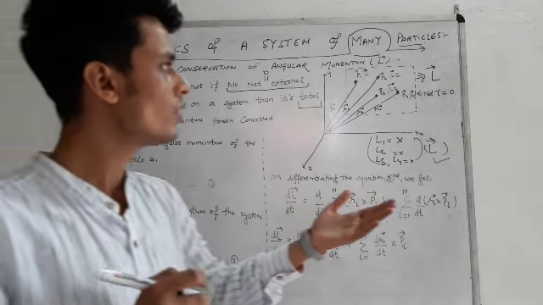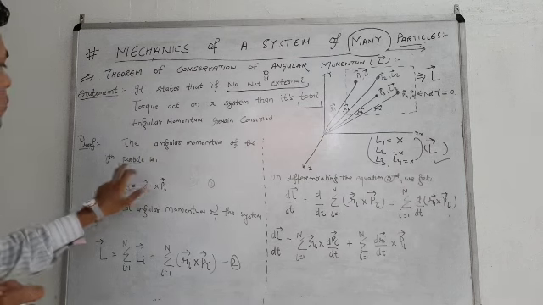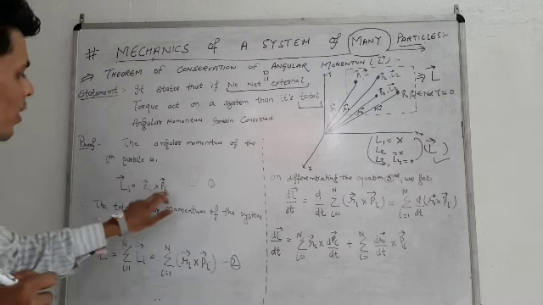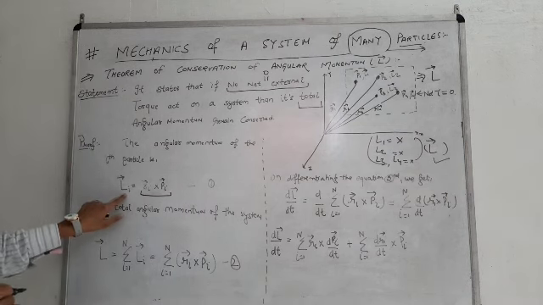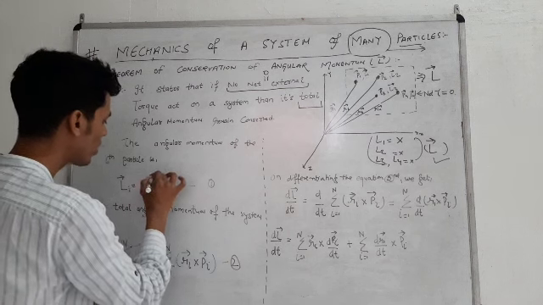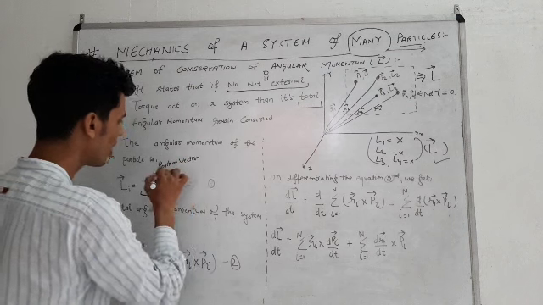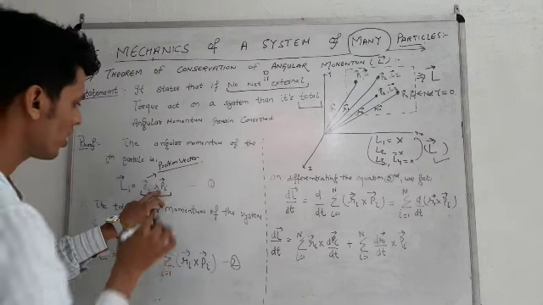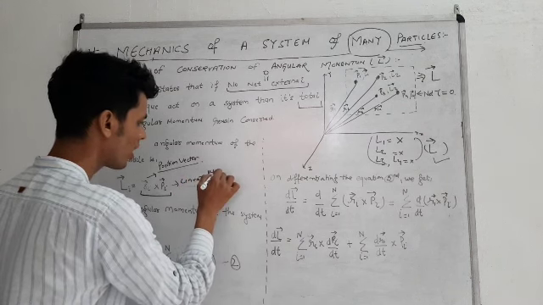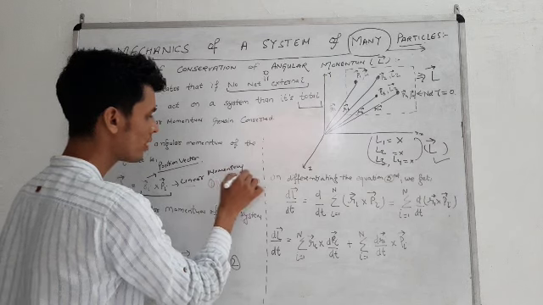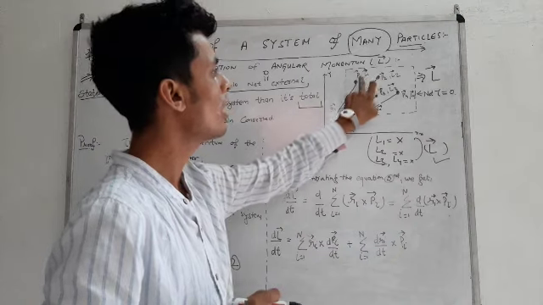So i is just used to denote the particle. So the angular momentum of the ith particle is Li equal to Ri cross Pi. The angular momentum of the ith particle will be the position vector of the ith particle cross the linear momentum of that ith particle.